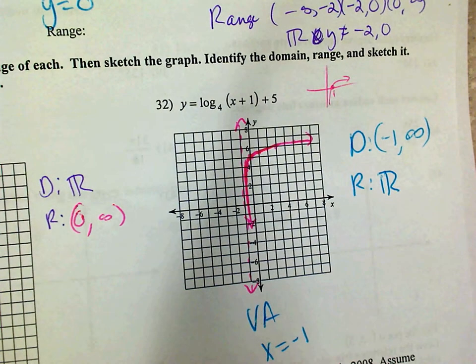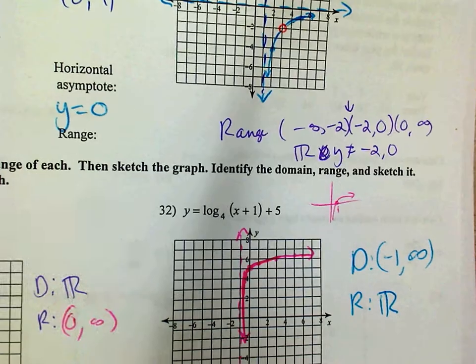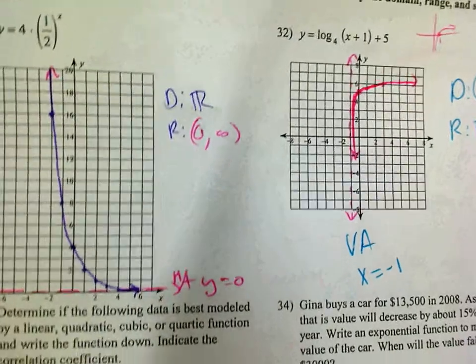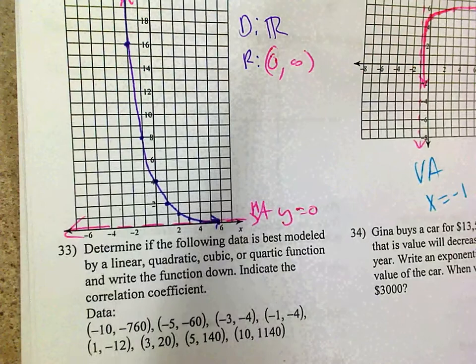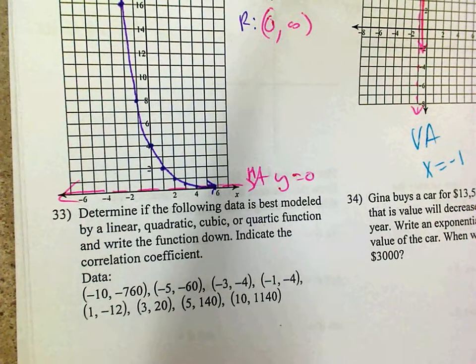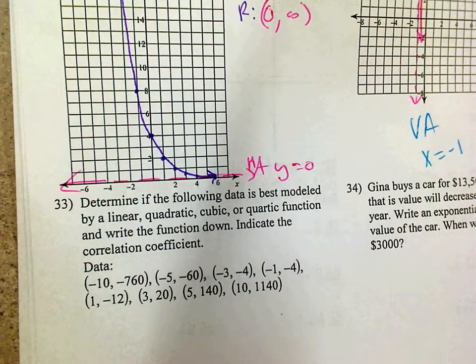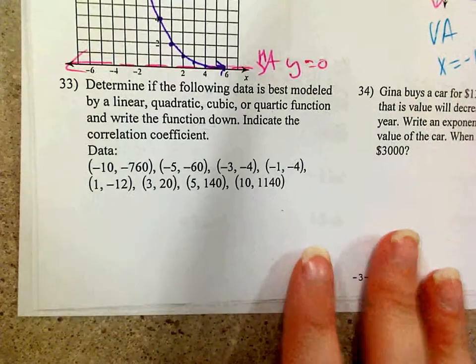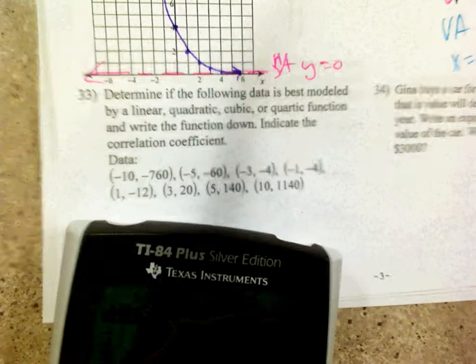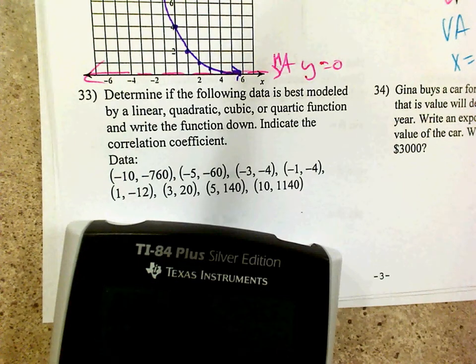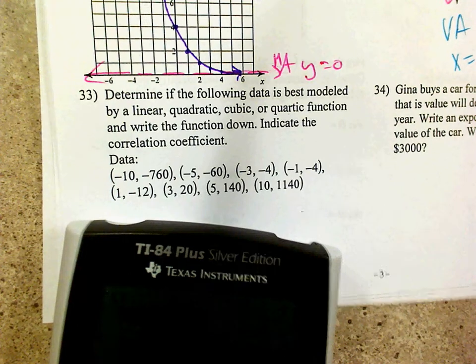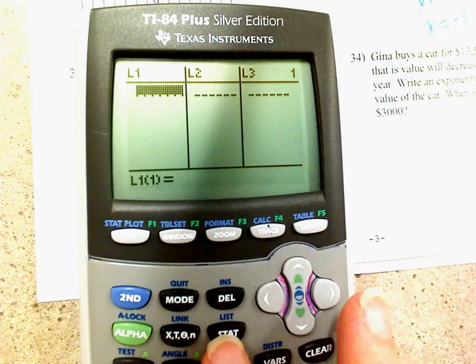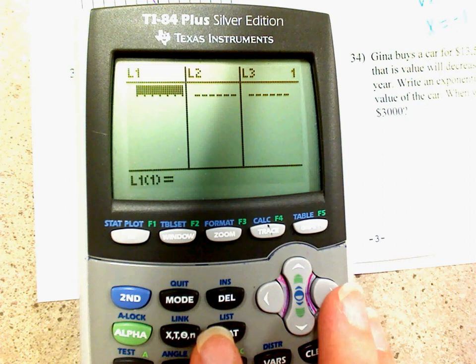Okay. Determine whether the following data is best modeled by a linear, quadratic, cubic, or quartic function. And write the function down, indicate the correlation coefficient. Okay, so first I'm going to enter my data. Stat. Edit. So stat's right here. Stat's right there. Edit is right there. And stat. Just press enter on edit.